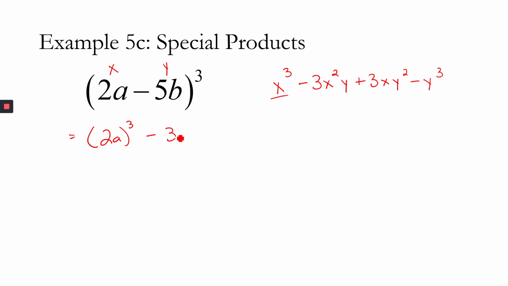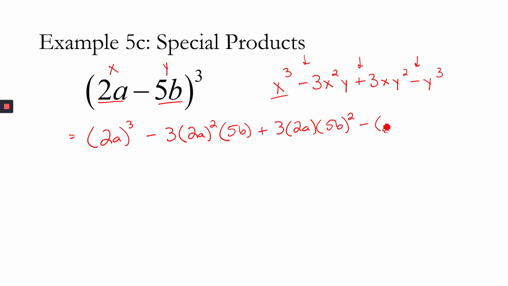Then we're going to go minus 3 times 2a squared times 5b. We don't need to worry about the signs because all these shortcuts already took care of the signs for us. We're just able to focus on the actual coefficients and variables. Then we're going to go plus 3, and then we just get 1x, but then we get the y squared part, and then minus the 5b to the 3rd.